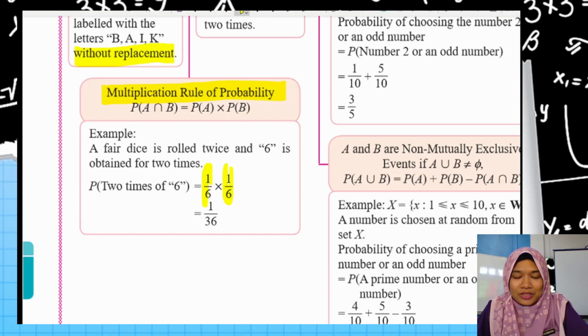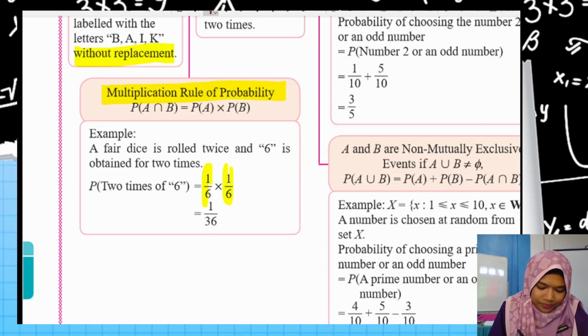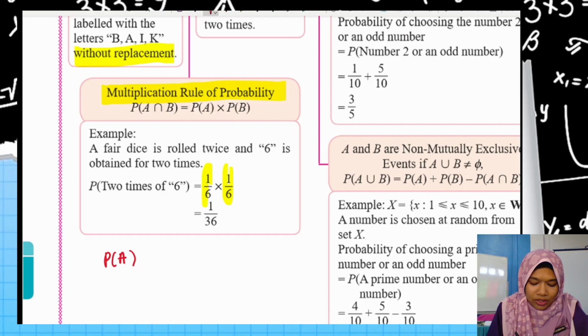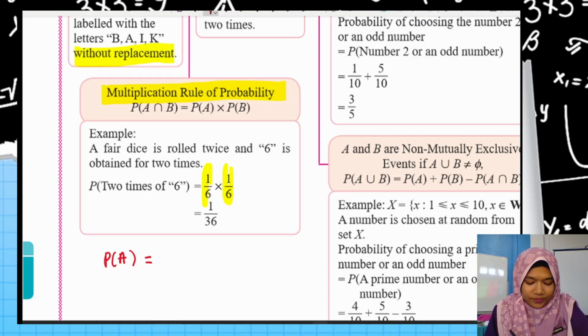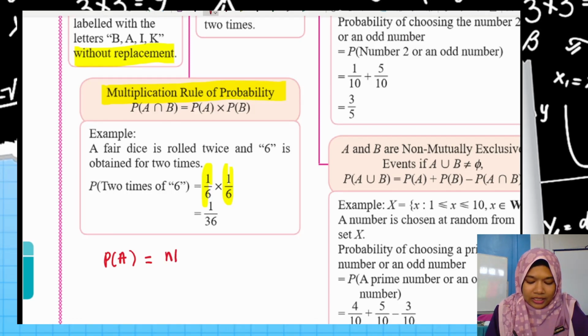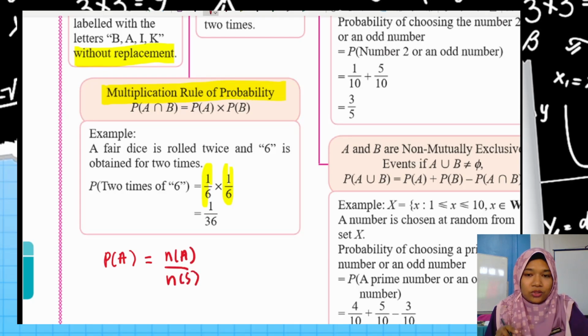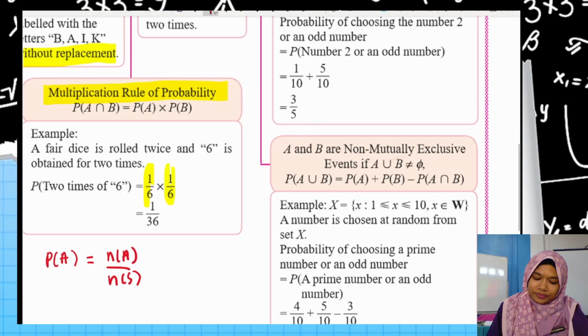So you should know how to get the probability. You have learned how to get the probability in simple probability in the first section. I write here: the probability P(A), for example, how do we get the probability of event A? It is n(A) over n(S). This one is how you get the probability.